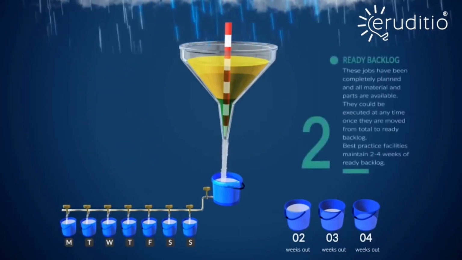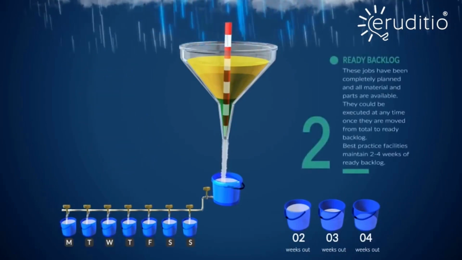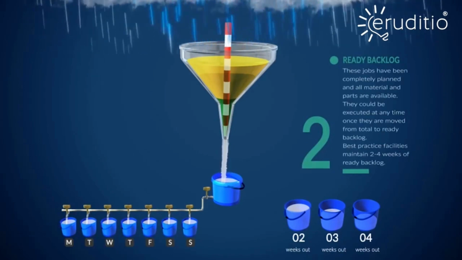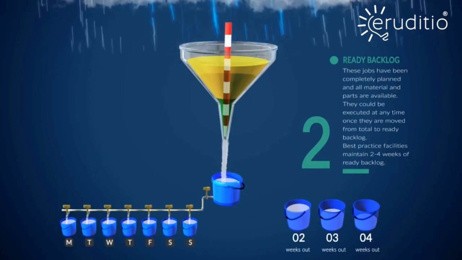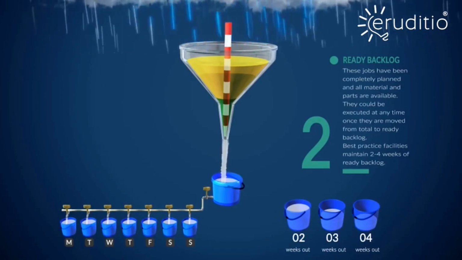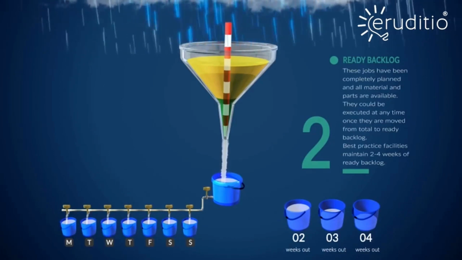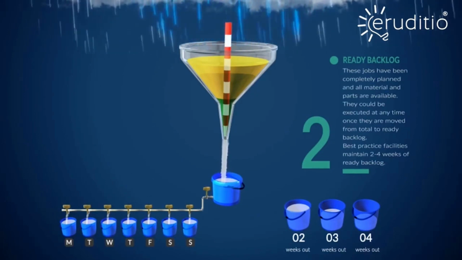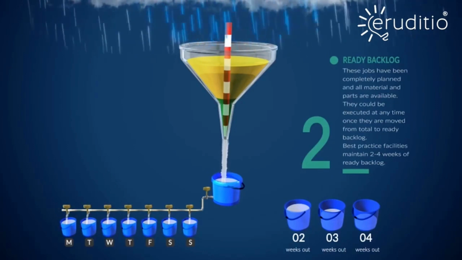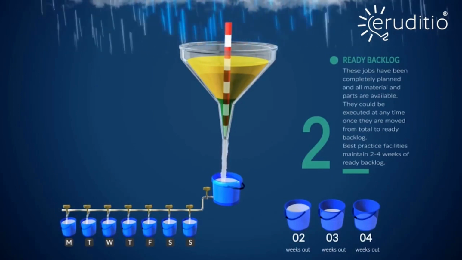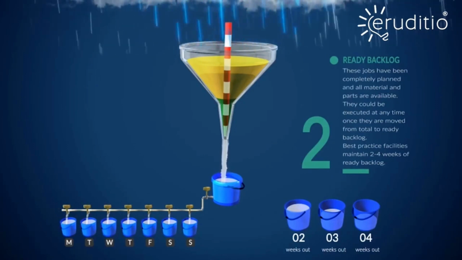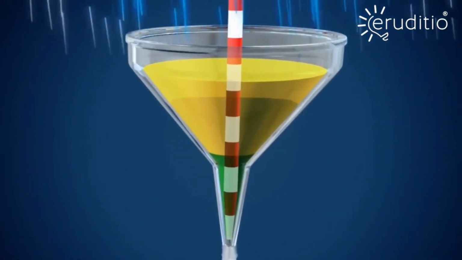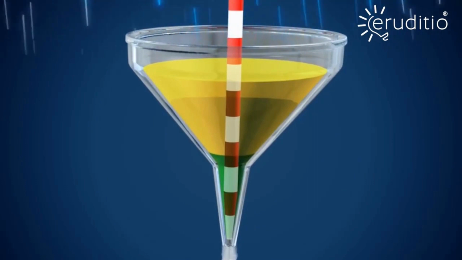Ready backlog. Ready backlog consists of all work orders that have been completely planned and all parts have been ordered, received, and kitted. The work can be executed at any time, but is preferably scheduled to achieve the highest possible labor efficiency. Work cannot progress from the total backlog to the ready backlog until all materials have been received and kitted. Best practice facilities typically require 2 to 4 weeks from approval to the successful completion of a work order.